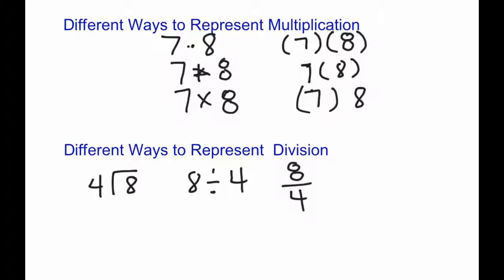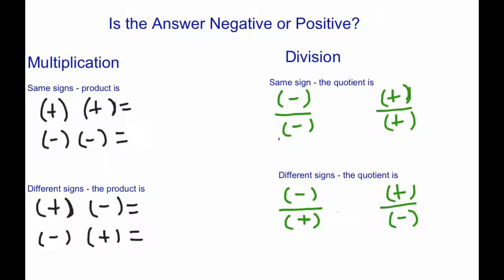Now, multiplication of integers and division of integers follow the same rules, and they follow the same rules as you would with whole numbers as well. So the main question would be, is the answer negative or positive? And here are a few reminders.